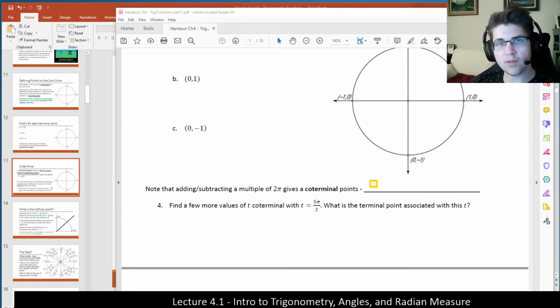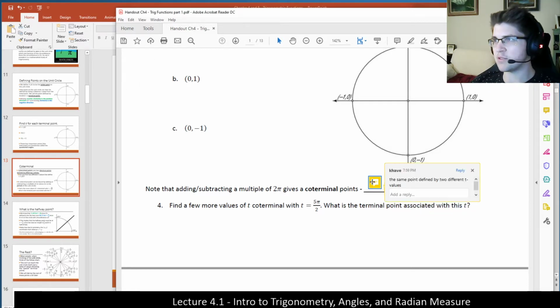Now, to start finding coterminal points, it can always be found by starting with the idea of 2 pi. Since one full circle is 2 pi, if you take any point, the initial point is always (1, 0), and add a distance of 2 pi, you're going to come back to the exact same point, because 2 pi always means one full circle.